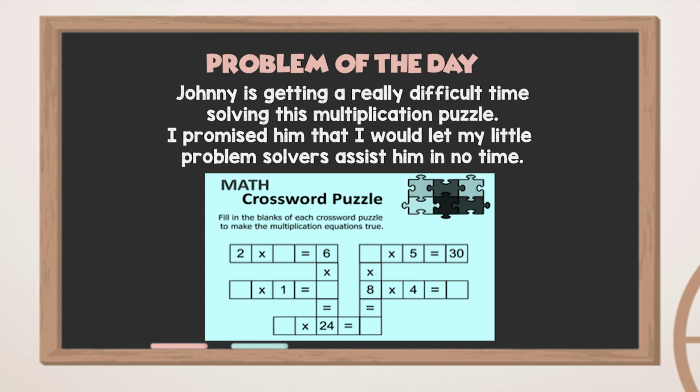So our problem for today is Johnny is having a really difficult time solving this multiplication puzzle. I promised him that I will let you, my little problem solvers, assist him in no time. Boys and girls, Johnny is depending on you, and I am so proud that I can rely on you to assist Johnny. Take a minute and complete this puzzle. Johnny is depending on you, boys and girls.